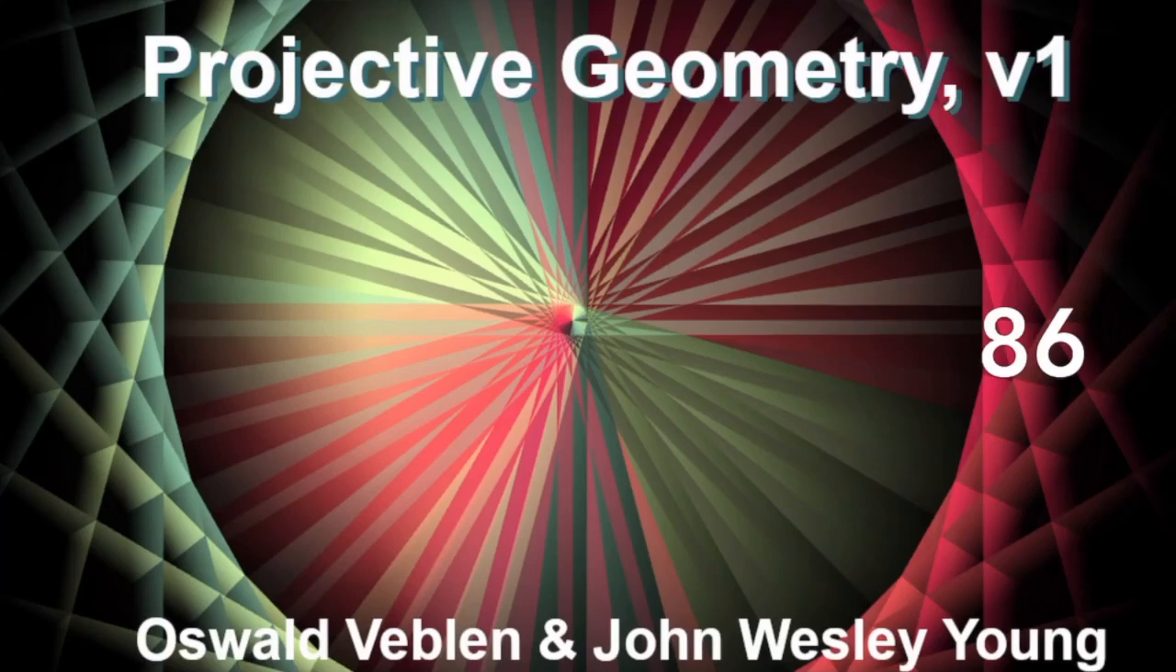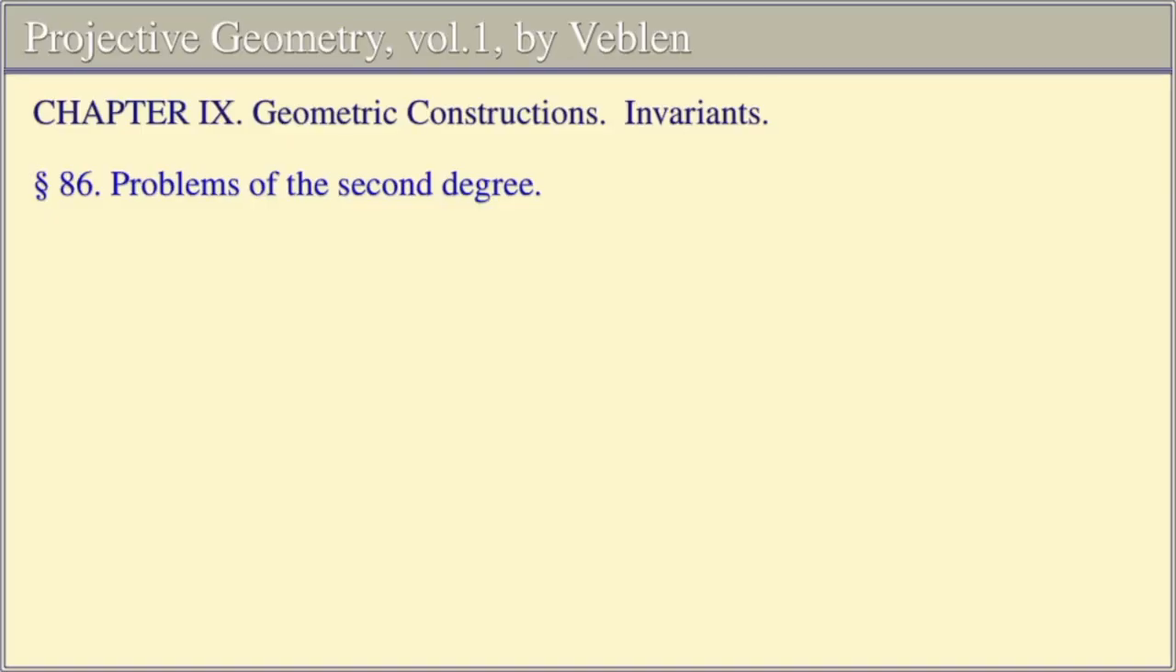Projective Geometry, Volume 1, by Oswald Veblen and John Wesley Young. Chapter 9, Geometric Constructions, Invariants. Section 86, Problems of the Second Degree.